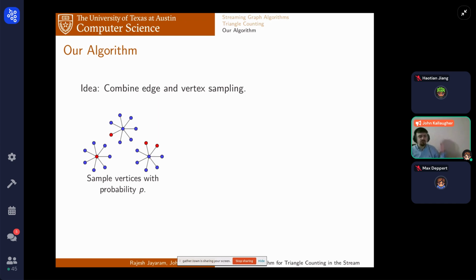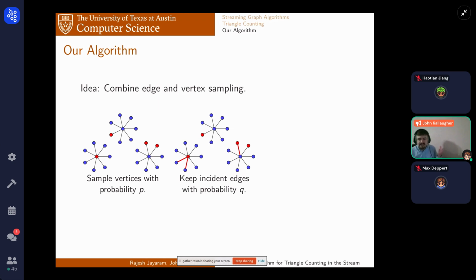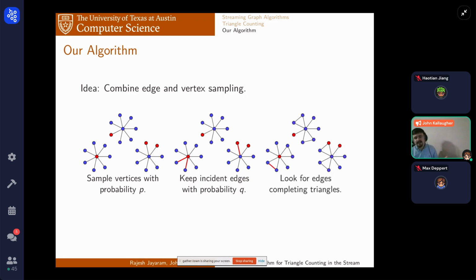Again, since you're seeing edges, you shouldn't think of this as storing vertices so much as you have a hash function that tells you for each vertex, is it sampled or not? And then whenever you see an edge incident to one of your sampled vertices, you keep it with probability q. And then finally, whenever you see an edge, you look at the edges that you've kept so far and ask, does this edge complete a triangle with some pair of edges in my existing store? And if it does, you increase your count of triangles by 1.